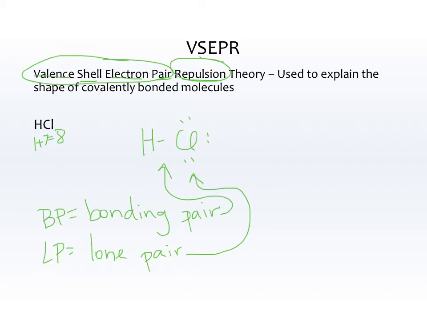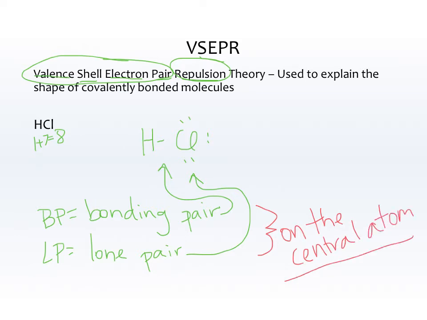Now, the trick is that this BP and LP both are talking about bonding pairs and lone pairs on the central atom. The trick is, in our very first molecule, there is no central atom. Hydrogen's on the left, chlorine's on the right, nobody's in the middle. So for our BP-LP column, for our very first molecule, draw a giant X. It doesn't count.